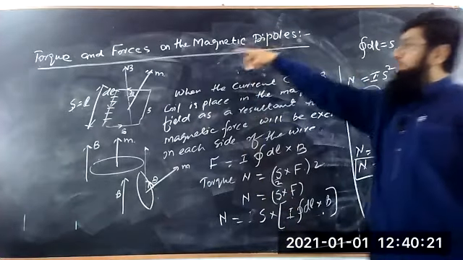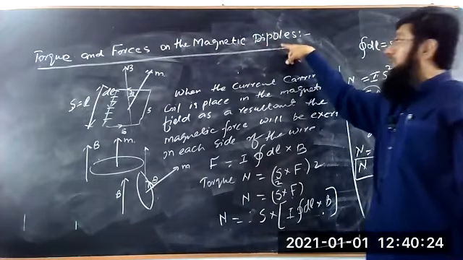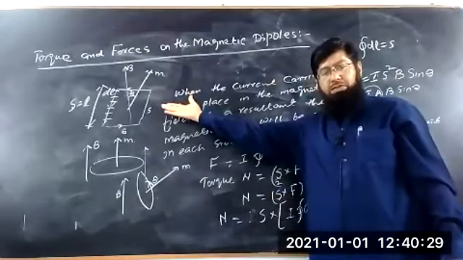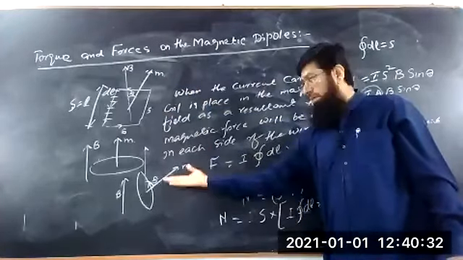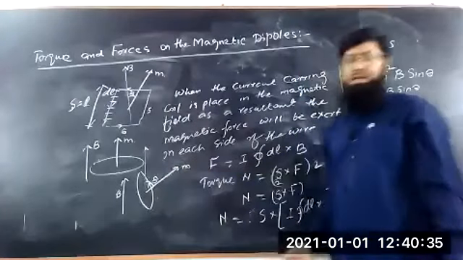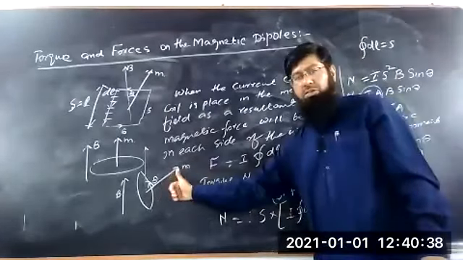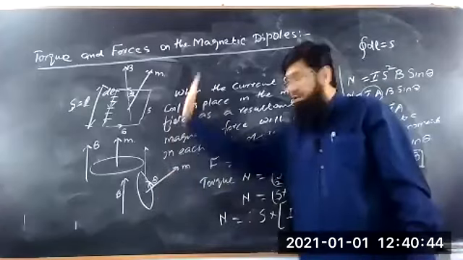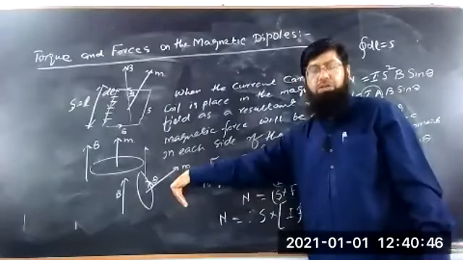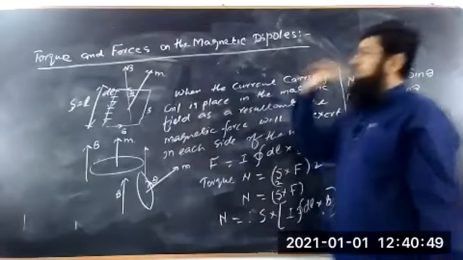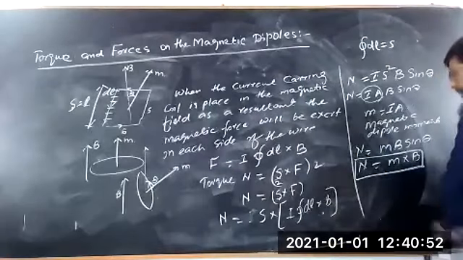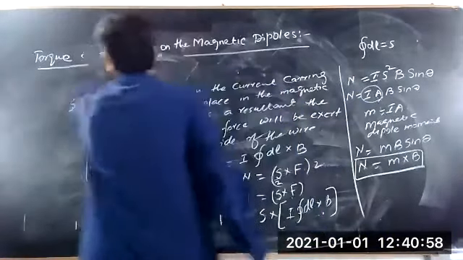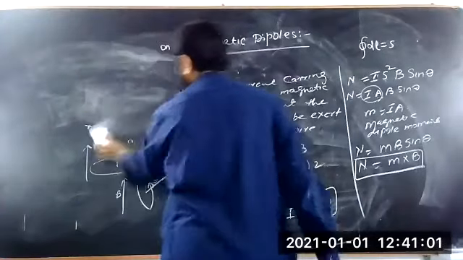So this is the torque and forces on magnetic dipoles. When magnetic dipoles are placed in an external magnetic field, a torque is produced, and this turning effect will rotate them along or opposite to the direction of the field. This is what we call the turning effect of the force. Now our next topic is when the orbiting electron is placed in the external magnetic field.